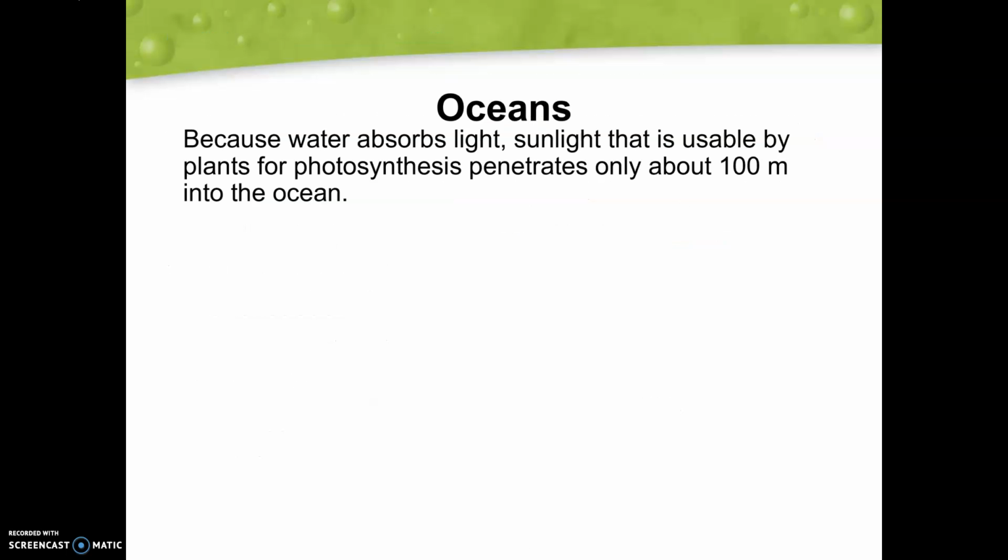So the ocean is going to absorb a lot of light, and sunlight is usable by plants as it penetrates through the water to only about 100 meters deep into the ocean. So that's about a football field long. If you turn that football field on its side and put it down into the ocean, that's how much usable light we have in our oceans for different aquatic plants and phytoplankton to photosynthesize and create all of that food that we see with our producers.